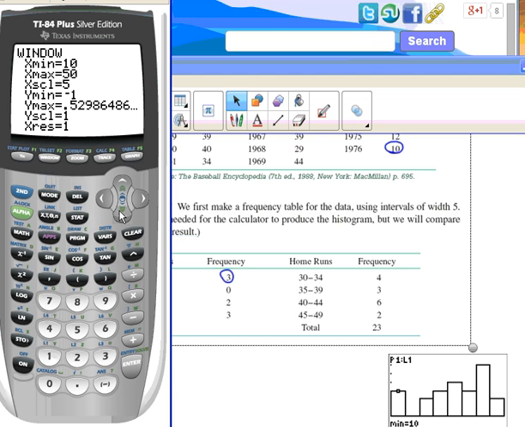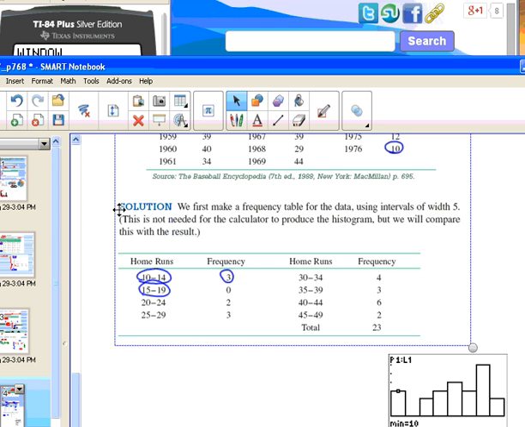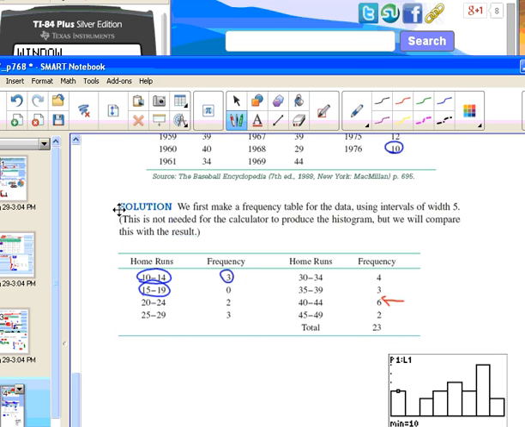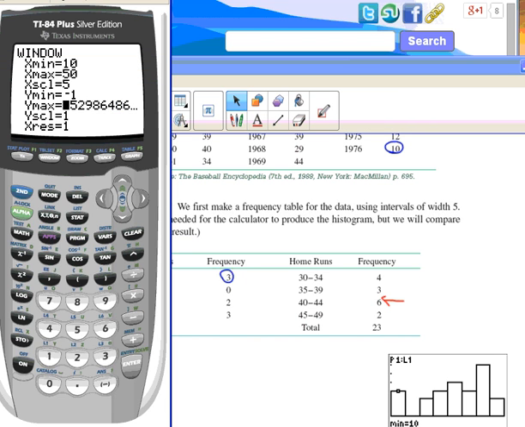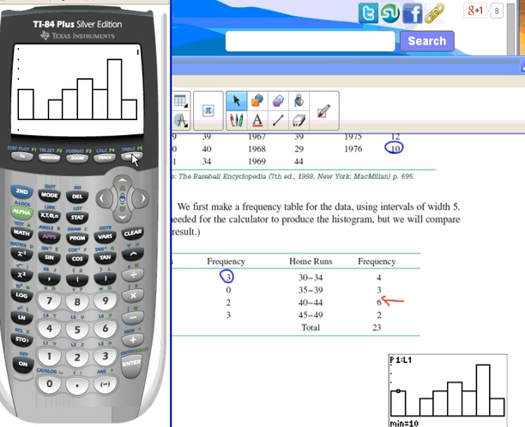Y max, well, what is our biggest value? 6 is the most we have. So I'm going to go to 7. So for Y max, I'm going to show 7. And my Y scales are going by 1s. There we go. Now when we hit our graph button, there it is. Here comes our nice histogram.